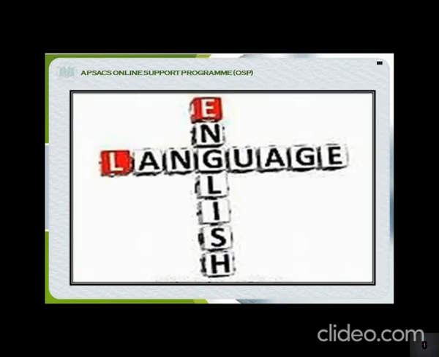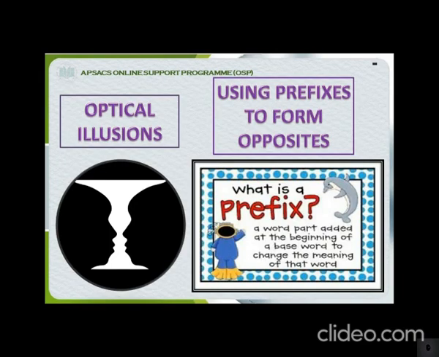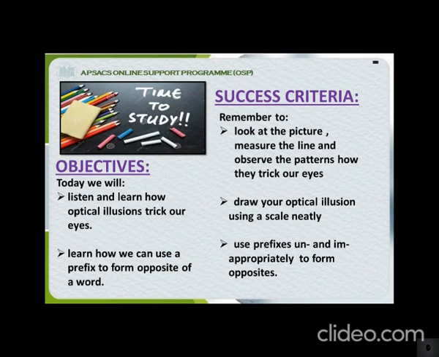This is an English language lesson. Our topic for today is optical illusions and using prefixes to form opposites. Our objectives for today's lesson: today we will listen and learn how optical illusions trick our eyes and learn how we can use a prefix to form the opposite of a word.